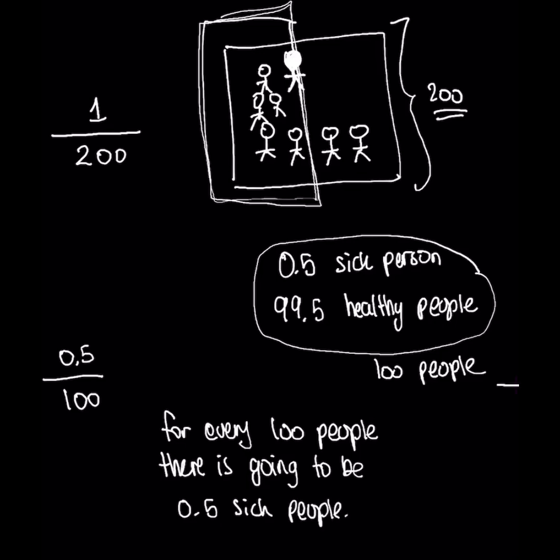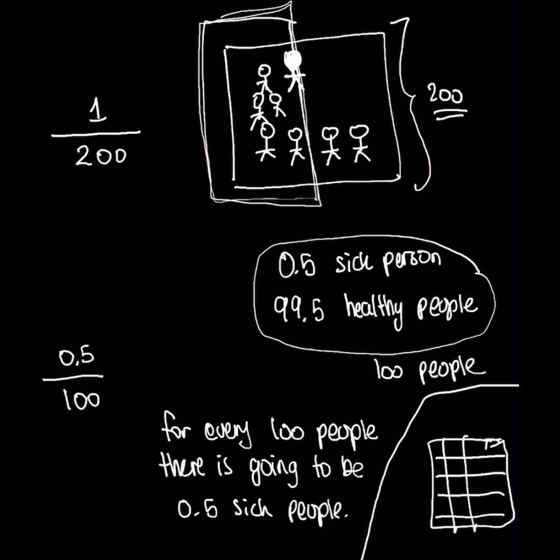And to be just a little bit more clear, because this can be kind of confusing, what I mean is every group of 100 people will have half of a person that's sick. And that's a little bit confusing. Maybe it's a little bit easier to imagine if it's just one person. So if you have 100 people in this group, let's imagine that I drew 100 boxes here. One of those people is going to be sick, right?